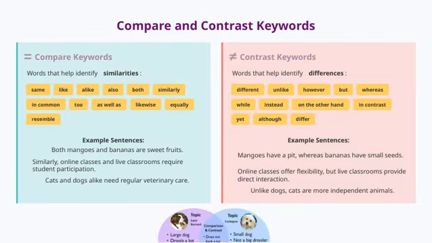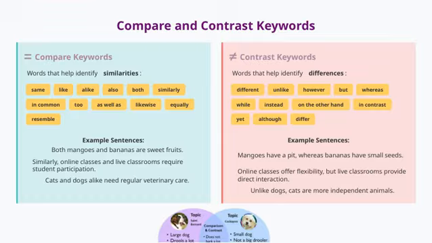Let's take a closer look at compare and contrast keywords. These words are essential because they help us identify similarities and differences between ideas, concepts, or objects. When we talk about compare keywords, we're focusing on words like same, like, alike, also, both, similarly, in common, too, as well as likewise, equally, and resemble. These words signal that two things share common features.